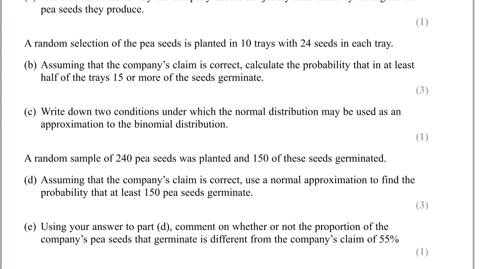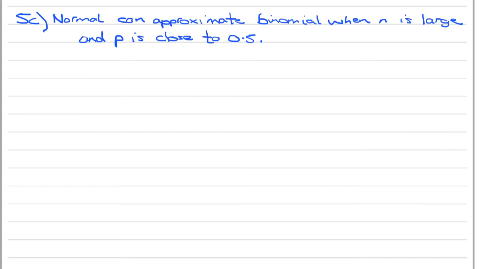Part C asks us, write down two conditions under which the normal distribution may be used as an approximation to the binomial distribution. Well, this is a standard answer to learn, that the normal can approximate the binomial when n is large, that's the first condition, and also p has got to be close to 0.5.